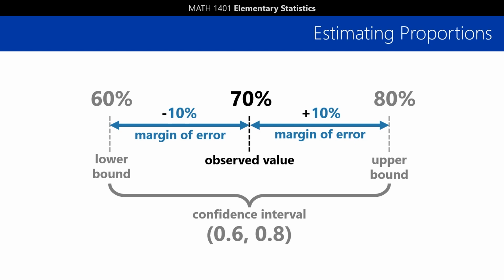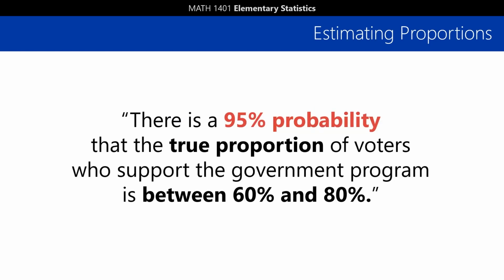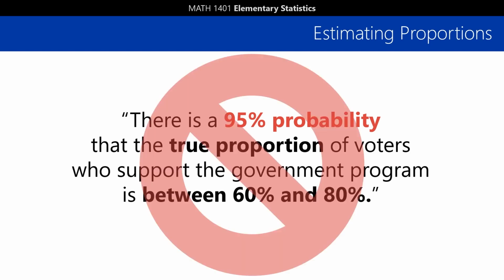Great, we found our confidence interval. But before you celebrate, a word of caution on how to interpret it. You might be tempted to say that there's a 95% probability that the true proportion of voters who support the government program is between 60% and 80%. That sounds plausible, but it's actually very wrong. Why? Well, if you think about it, when it comes to the population proportion, either it's between 60% and 80%, or it's not. There's no probability there to speak of.